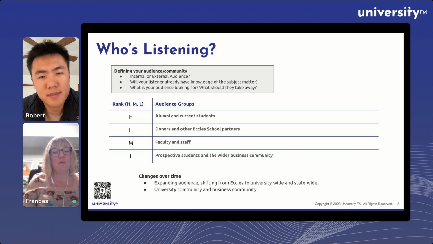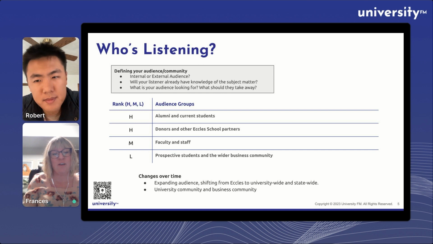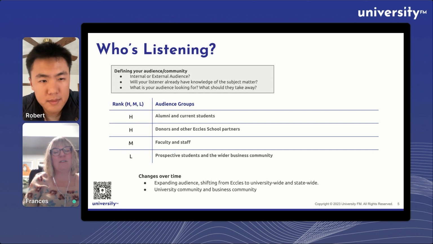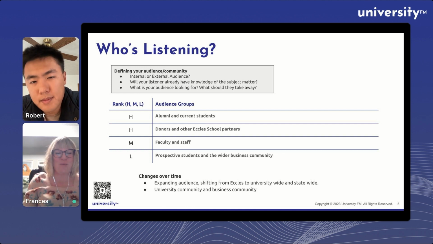And then our final goal was to diversify. So equity, diversity, and inclusion is a key strategic initiative of the Eccles School. And we saw the podcast as an opportunity to highlight and amplify some diverse voices and experiences. Those goals for the podcast align with the goals that we have as an office as well. And so based on those goals, our audiences kind of shook out from there.